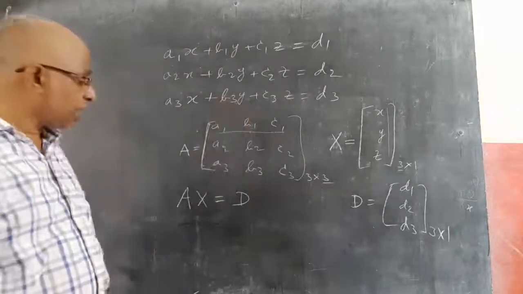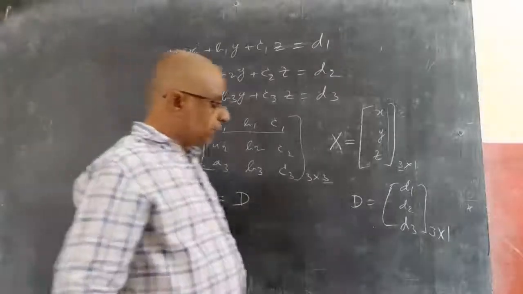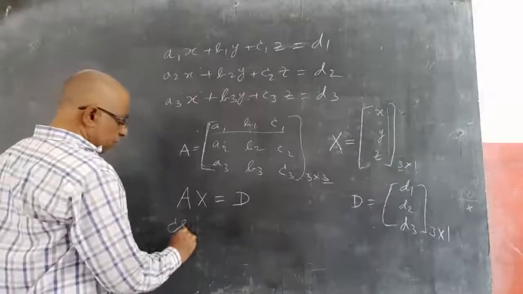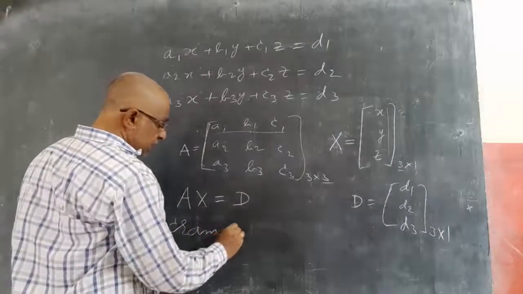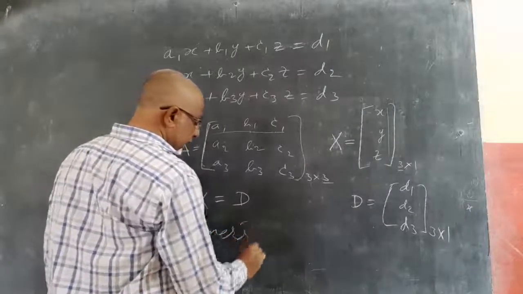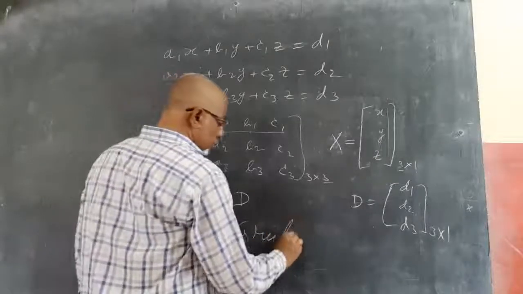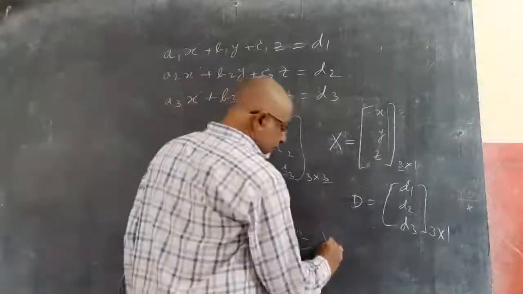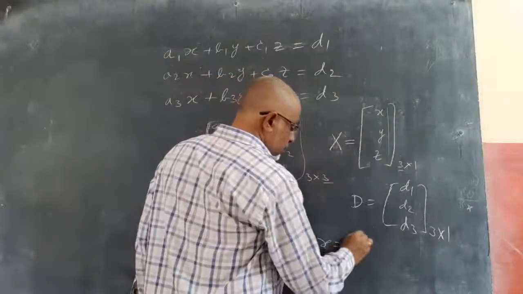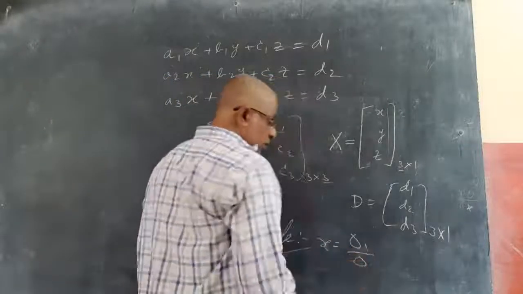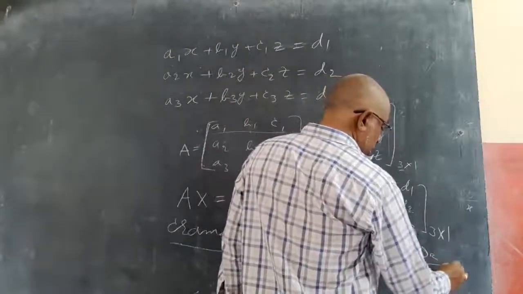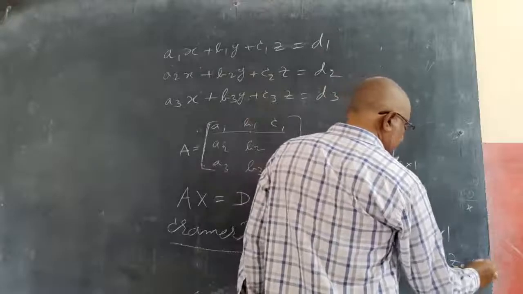How to solve? First we will discuss Cramer's rule. What is Cramer's rule? Proofs are not needed, that's why I write Cramer's rule directly. What does Cramer's rule tell? According to Cramer's rule, x is equal to delta 1 by delta, y equal to delta 2 by delta, z equal to delta 3 by delta.